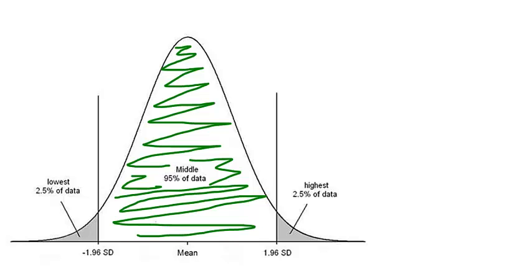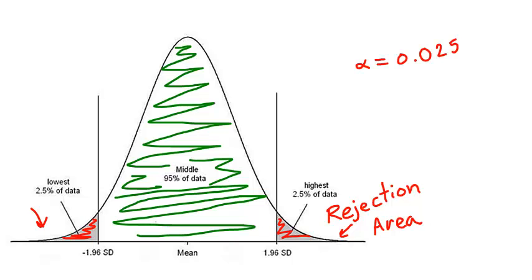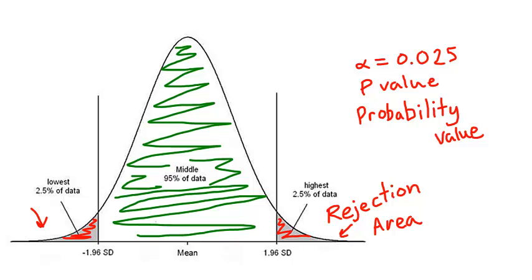So if we look at the normal bell-shaped curve, 95% of the data lies in the center, right here. Okay, so then on the two tails, the red area is the rejection area where 5% of the data lies, 2.5% on each side. This area is sometimes referred to as alpha or as the p-value, which just stands for the probability value.